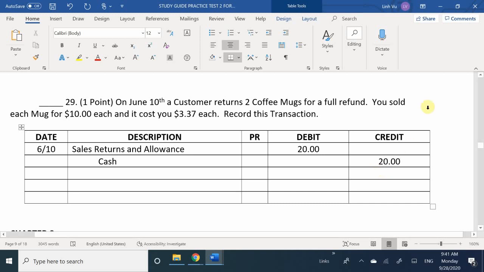Now let's look at this very, very carefully. Did the customer give us a full refund? As in, they returned the product to us? Yes, they did. So in this case, did we sell that item? Well, no. My question is, did we sell that item? No. What are we doing?